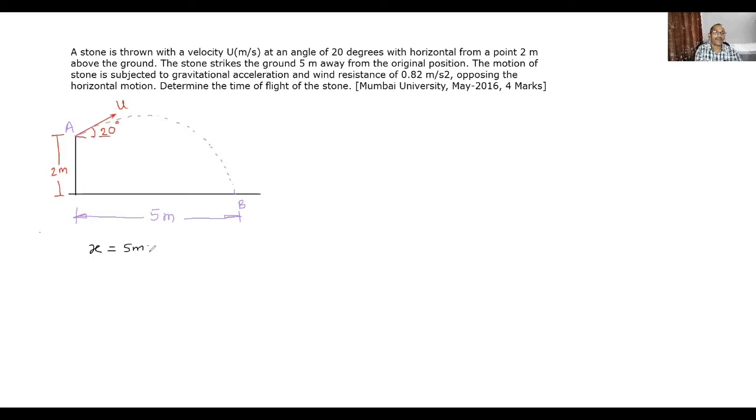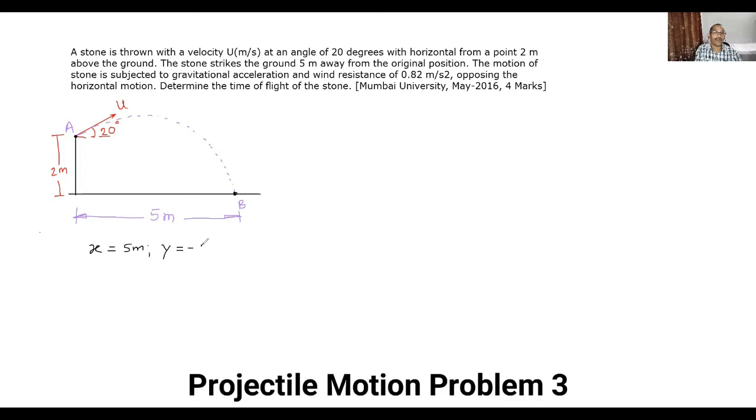Number 1. Y is given as what? So vertical distance is 2 meter, but point B is below the initial position. A is the initial position. When your final position is below the initial position, Y is negative. Therefore, Y is minus 2 meter.